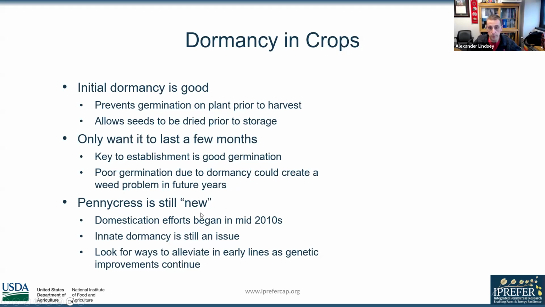Pennycress is still a new crop. Domestication efforts for this began in the 2010s, and innate dormancy is still an issue in some of the lines that we've been testing in research. My goal with this project was to look for ways to alleviate dormancy in early lines as we continue to improve this crop genetically moving forward.